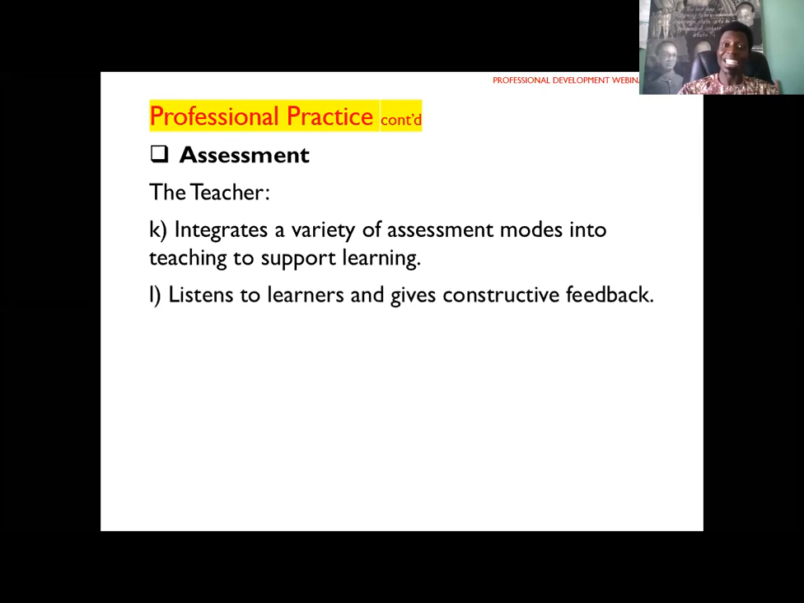Teacher also listens to learners and gives constructive feedback. In fact, in assessments, if you give an assessment and you don't give the student feedback, you better not give it at all. So once you give an assessment, be ready to give the feedback. So this is the aspect that's going to be looked at.